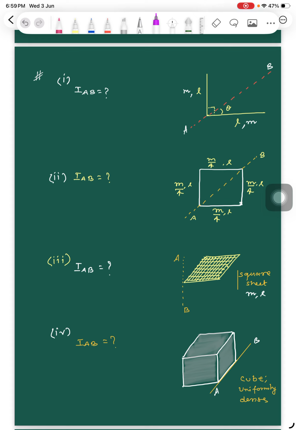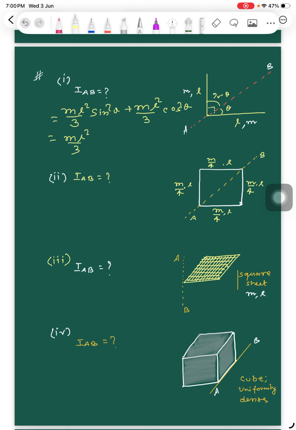So if you apply that relation, then you should get ML square by 3 sine square theta for one rod, and for the other rod this angle will be 90 minus theta. So for the other side it will be ML square by 3 sine of 90 minus theta squared, that means cos squared theta, by the same logic. So the total will be equal to ML square by 3, right?